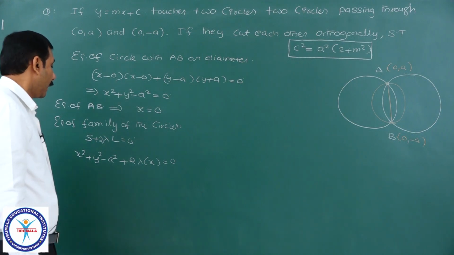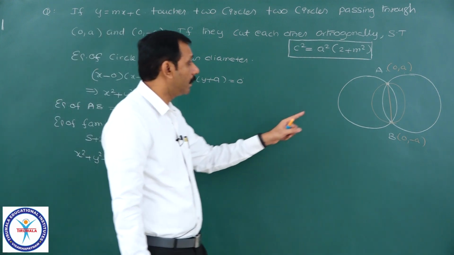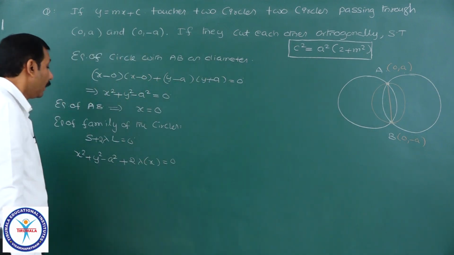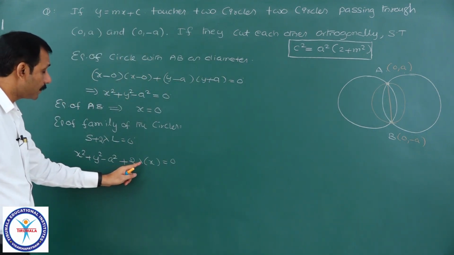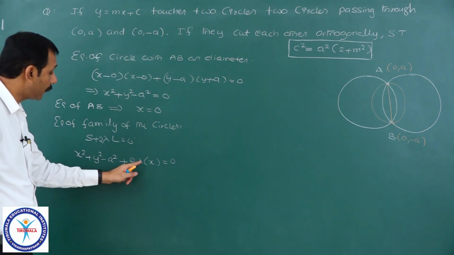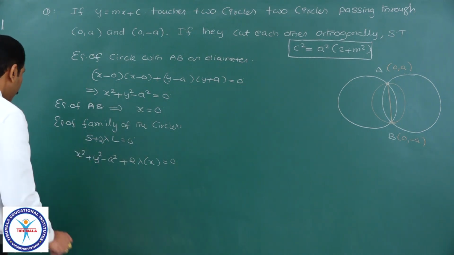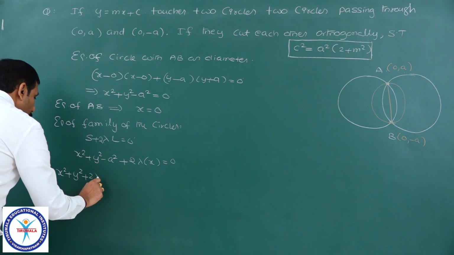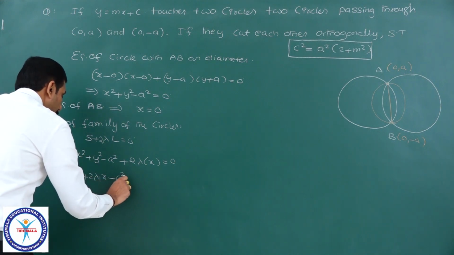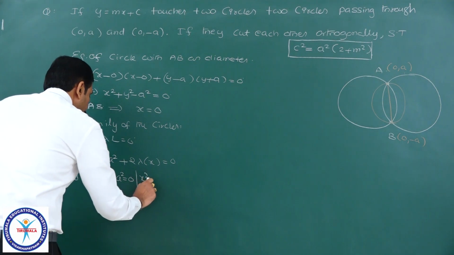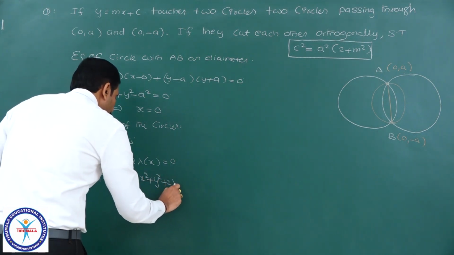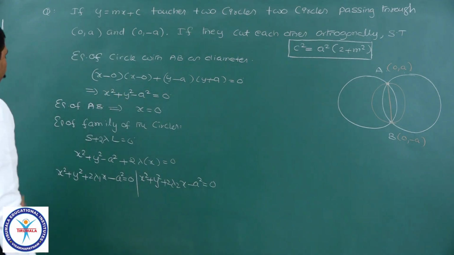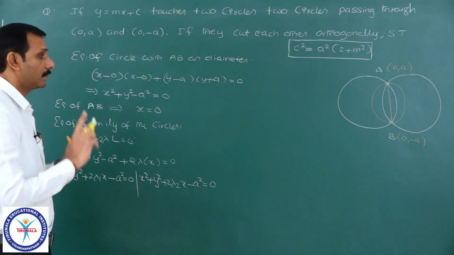Now, actually, how many circles are there here? These two are the circles passing through 0 comma a and 0 comma minus a. I will take two circles which differ by only this value, for two different values, lambda 1 and lambda 2. The circles are x square plus y square plus 2 lambda 1 into x minus a square equal to 0, one circle. x square plus y square plus 2 lambda 2 into x minus a square equal to 0, the other circle. These two are the circles.